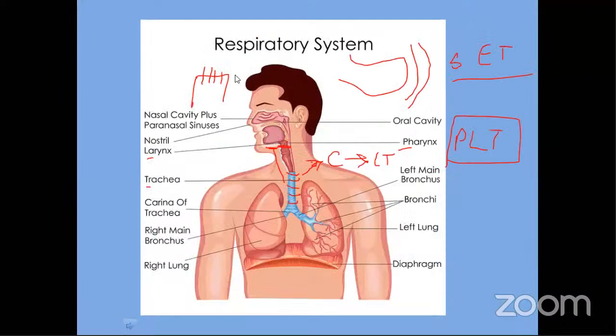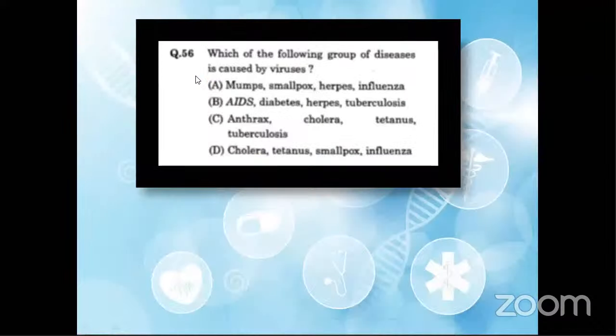Next question. Which of the following group of diseases is caused by viruses? Mumps, smallpox, herpes, influenza. B, AIDS, diabetes, herpes. Tuberculosis, anthrax, cholera, tetanus. Tuberculosis, cholera, tetanus, smallpox, and influenza. Time has started, people. Option A. There are 2 of them who say option A. Let's see. What do others say? Come on, 5 seconds remaining.